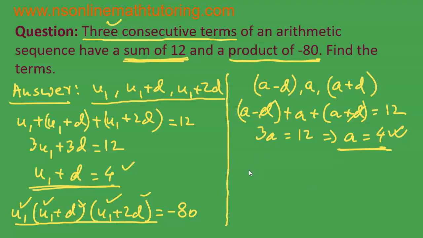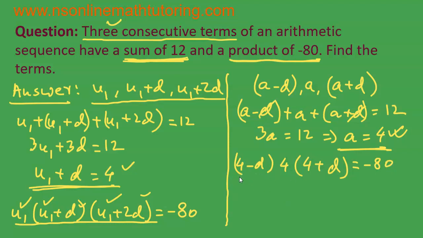And from the second part, the product part, I will be just substituting 4 in place of A. So the first term will be 4 minus D. 4 minus D times 4 times 4 plus D is equal to negative 80. Okay.